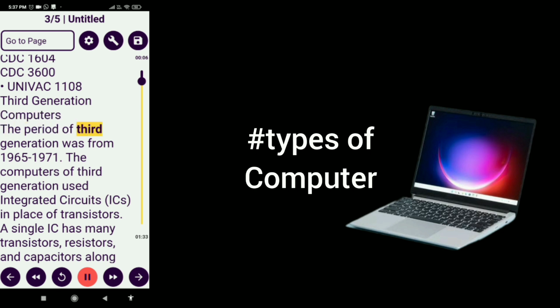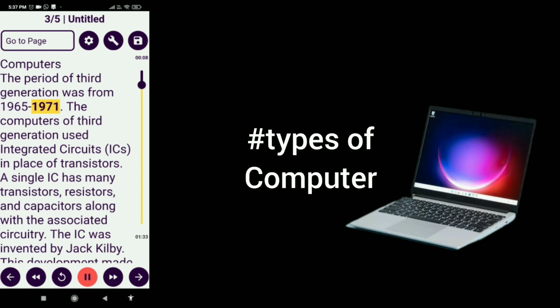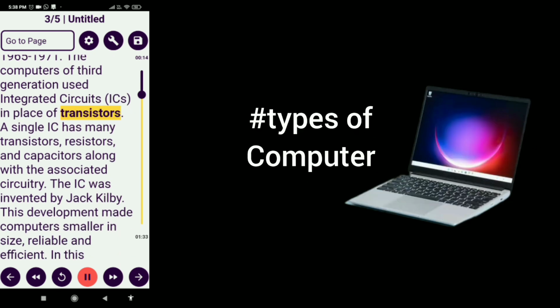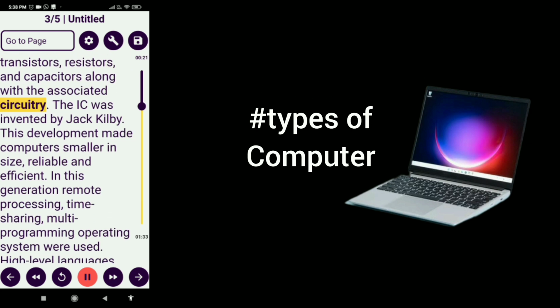Third generation computers. The period of third generation was from 1965–1971. The computers of third generation used integrated circuits, ICs, in place of transistors. A single IC has many transistors, resistors, and capacitors along with the associated circuitry. The IC was invented by Jack Kilby. This development made computers smaller in size, reliable and efficient.